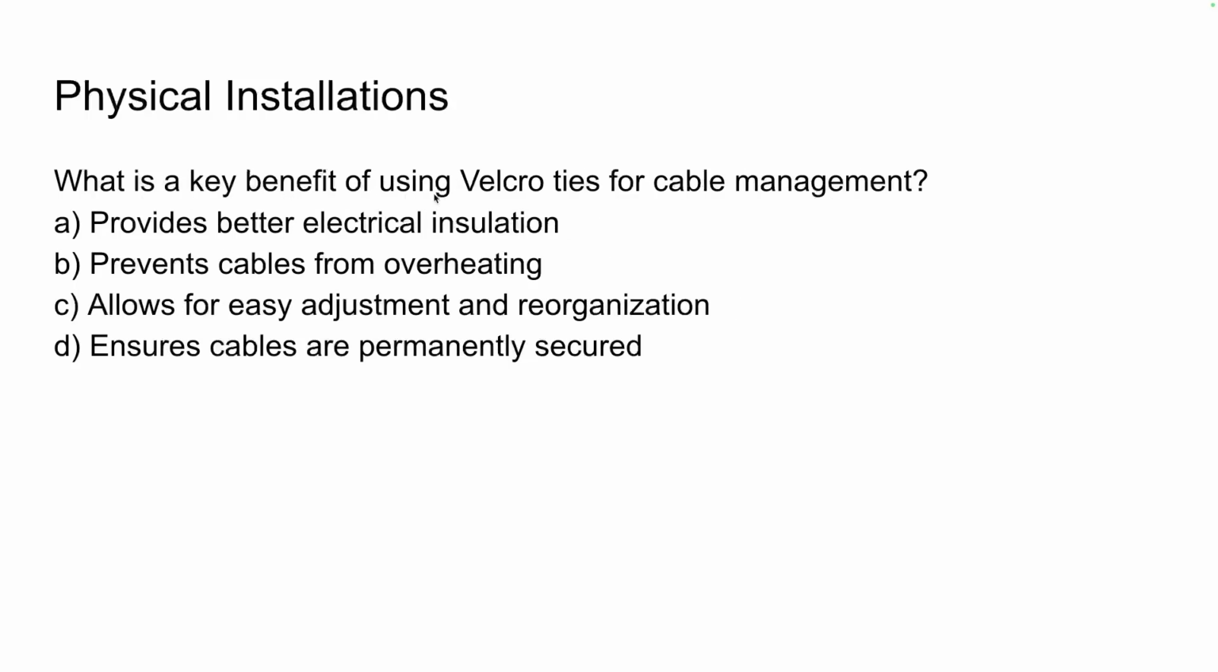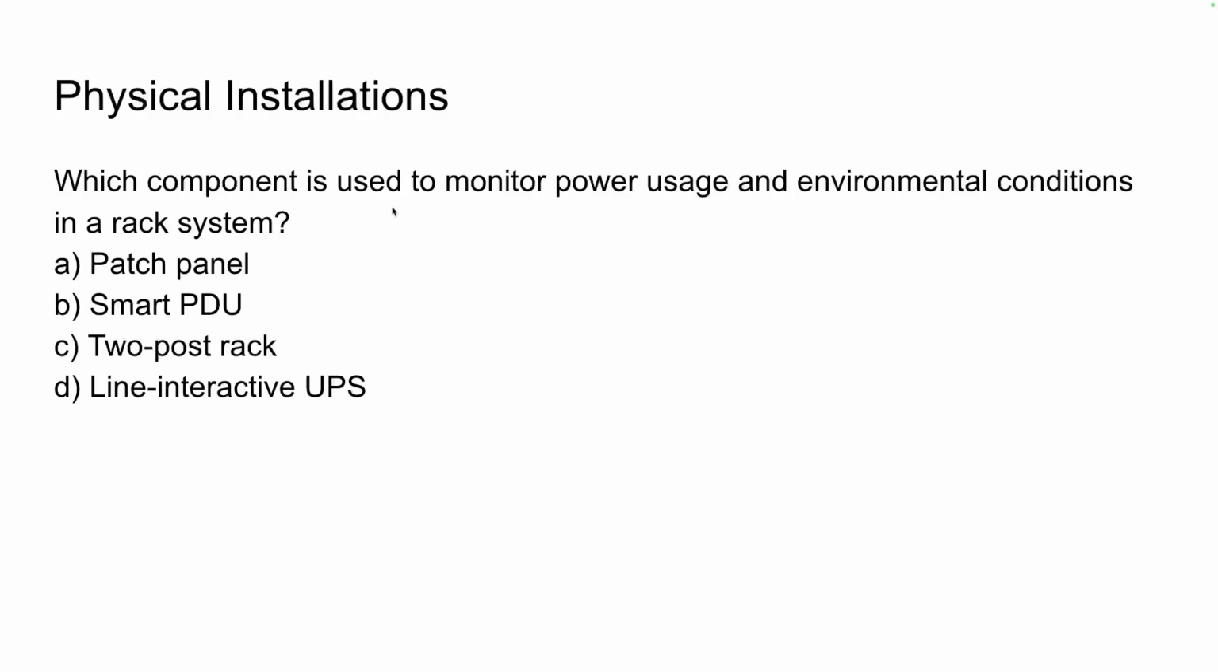What is a key benefit of using Velcro ties for cable management? Provides better electrical insulation, prevents cables from overheating, allows for easy adjustment and reorganization, ensures cables are permanently secured. So it's not permanently secured because it's Velcro. So allows for easy adjustment and reorganization. That's pretty good. Prevents cables from overheating. I mean, not really. Provides cables better electrical insulation. No. So easy adjustment and reorganization. Which component is used to monitor power usage and environmental conditions in a rack system?